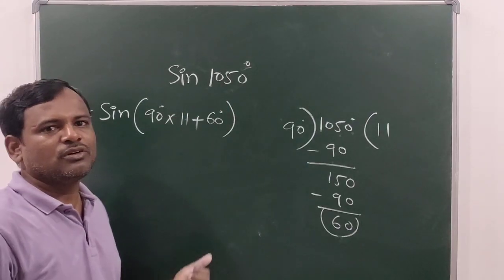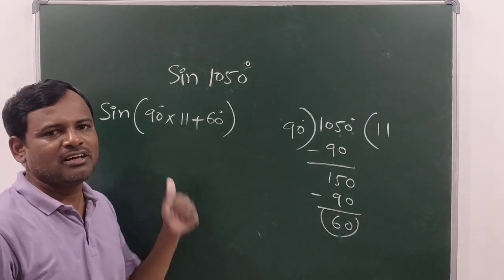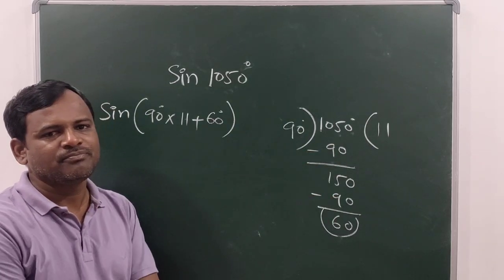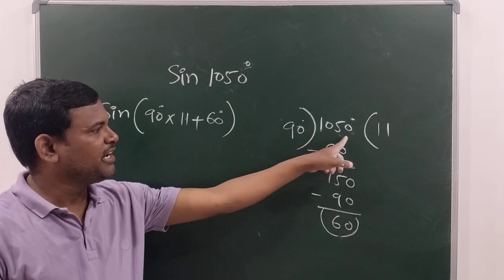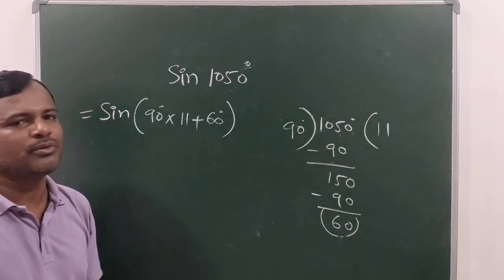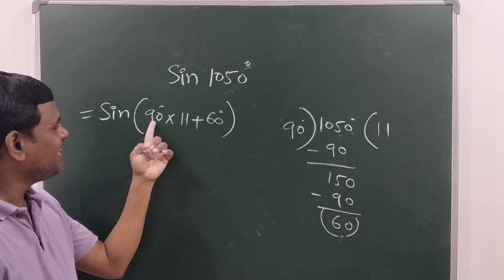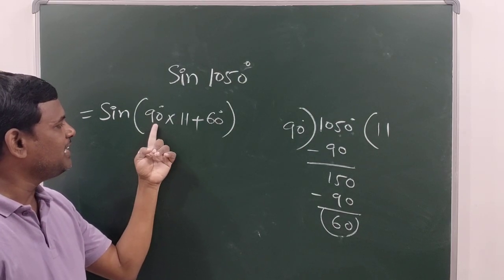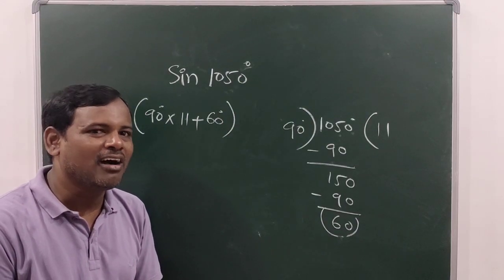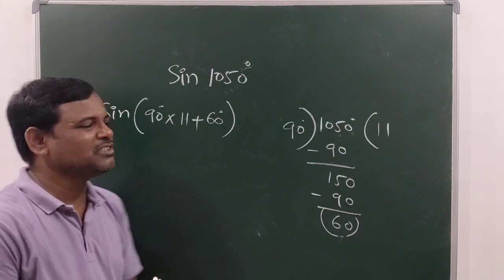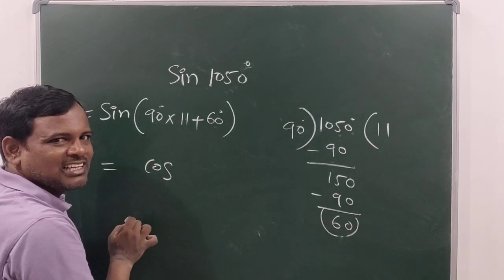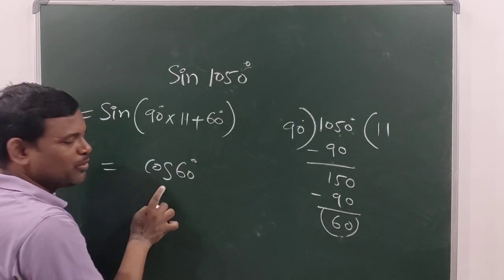So this 1050 you have to split like this. How have I split this? With the help of this division. In place of the dividend, I wrote divisor into quotient plus remainder. Hereafter, see here, 90 into 11. We are multiplying 90 degrees with 11. 11 is an odd number, no? As I said to you, at odd multiples of 90, sine will transform as cos. Angle is 60 degrees.